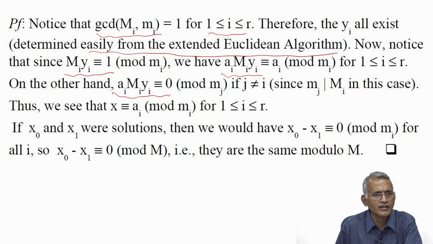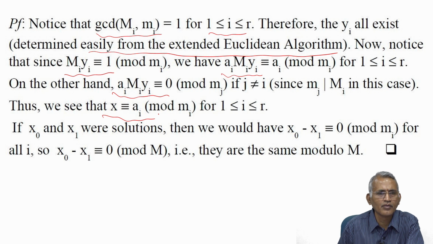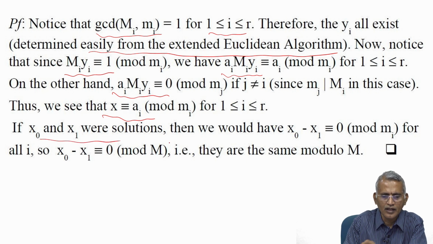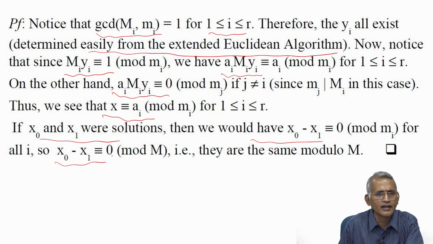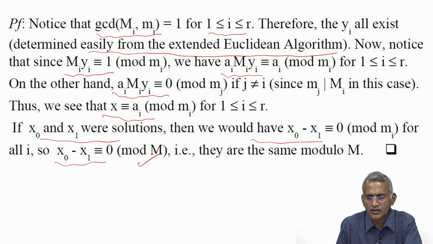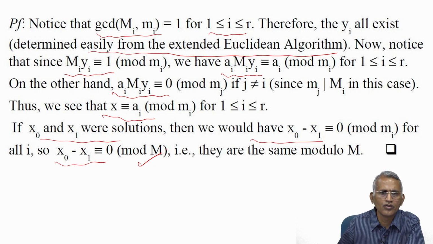Now we see that x is identically equal to ai under modulo mi for 1 less than or equal to i less than or equal to r. If x0 and x1 were solutions, then we would have the difference x0 minus x1 identically equal to 0 under modulo mi for all i. So, x0 minus x1 is identically equal to 0 under modulo M. So, they have the same modulo M. This way we can understand the proof of the Chinese remainder theorem for simultaneous congruence relations.